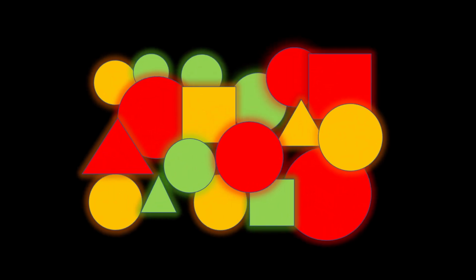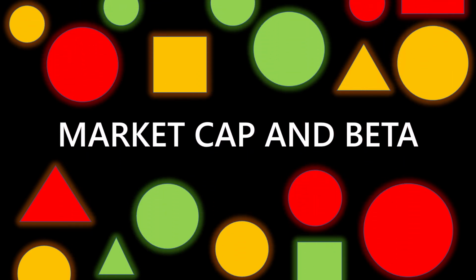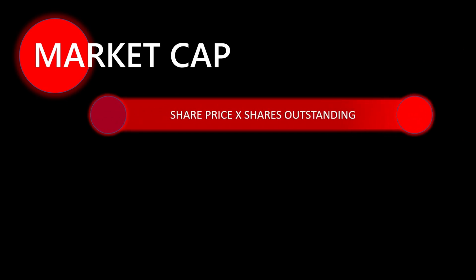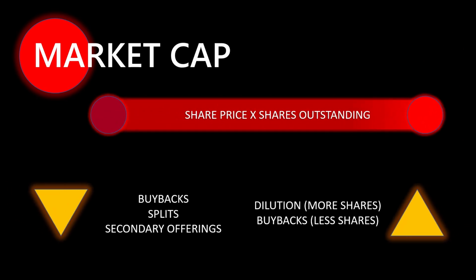Today we're going to be looking at market cap and beta. Market cap is defined by the share price multiplied by the shares outstanding. The market cap can be influenced by buybacks, splits, and second offerings, and that can lead to either dilution, which is more shares, or buybacks, which is less shares.